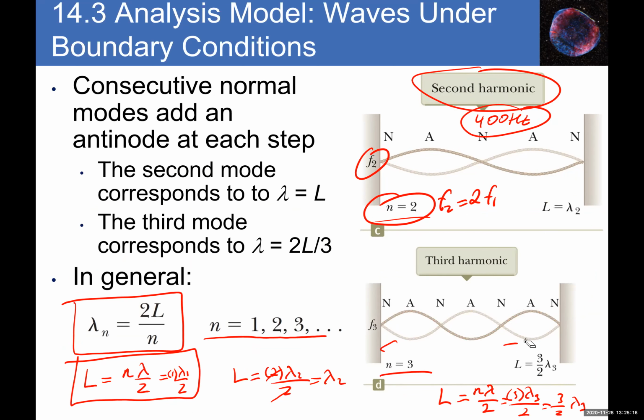Then the next shape, which is the third harmonic, cannot just be some random frequency. It has to be F3, which is 3 times F1. That means this is basically 600 hertz. And then the next one is 800 and so on and so forth.